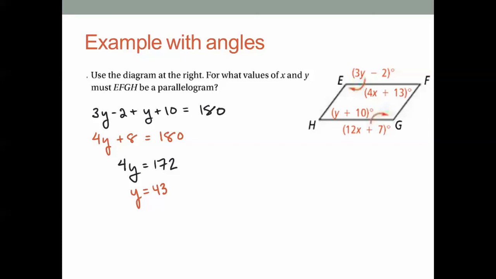If I look at angle H and angle F, I could say that these are congruent. So I'm going to set it up that way. I'm going to say that 43 plus 10, because I substituted 43 in for y for angle H, equals 4x plus 13, that's the measure of angle F. So 53 equals 4x plus 13. Subtract 13 from both sides. 40 equals 4x. Divide both sides by 4, and you get x equals 10.